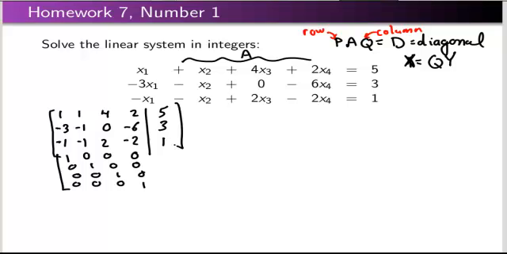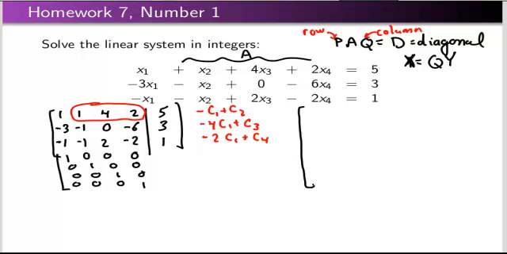Okay, so our first step is to clean up these 3 entries by doing appropriate column operations. So I'm going to do minus column 1 added to column 2, minus 4 times column 1 added to column 3, and minus 2 times column 1 added to column 4. Okay, so just do that. I'll just give you an example of one of those operations.